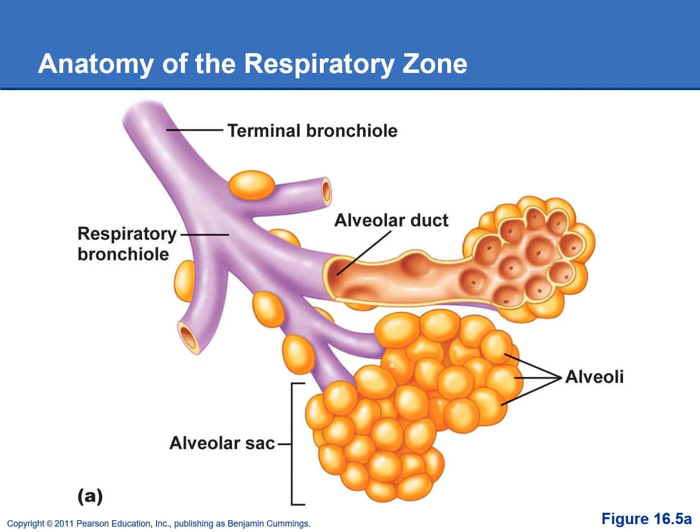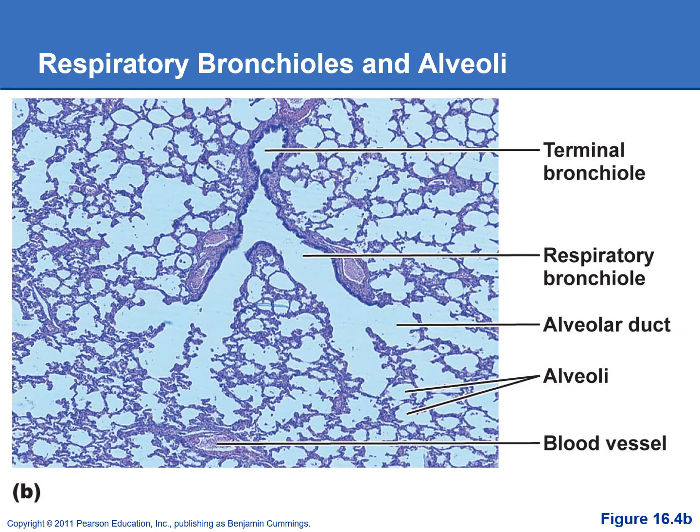And this is just a close-up. The individual little grapes, those are called alveoli. And then a cluster of alveoli is called an alveolar sac. This is a cross-sectional view showing the respiratory bronchioles coming down into all of these alveoli.